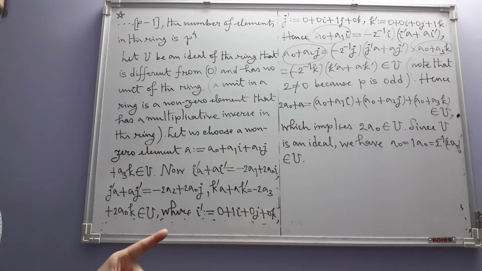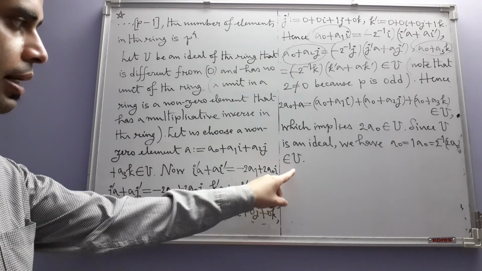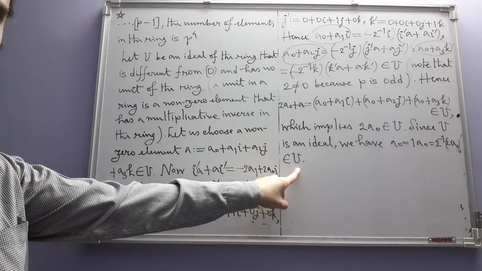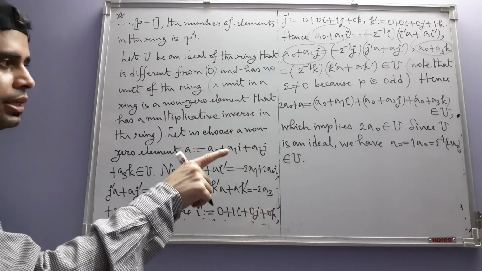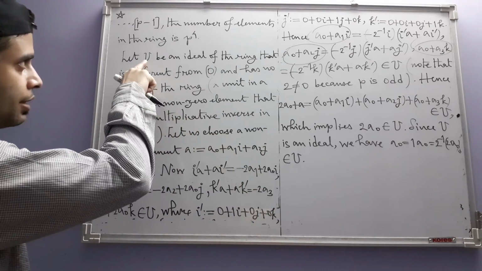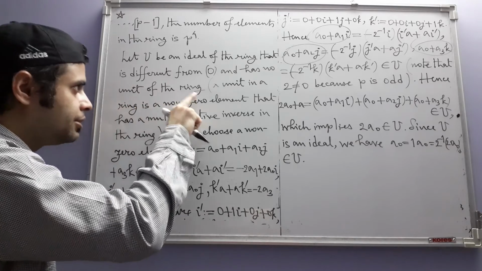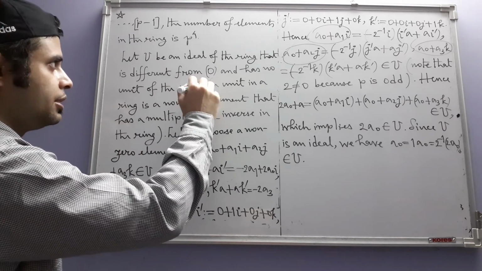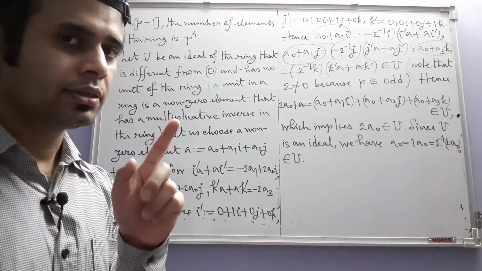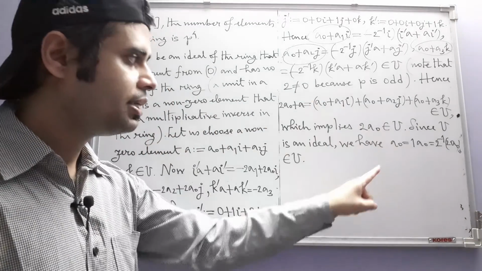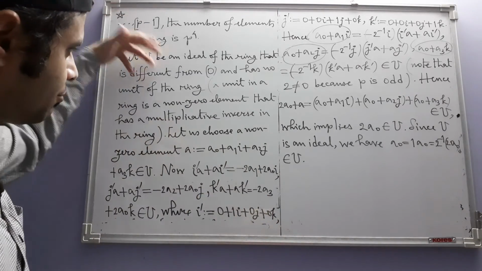Now what is a naught? A naught is an integer modulo p, and it belongs to U. Note that U has been assumed to be an ideal that has no unit of the ring. No unit of the ring means, in particular, every non-zero element of Jp is a unit of our ring.